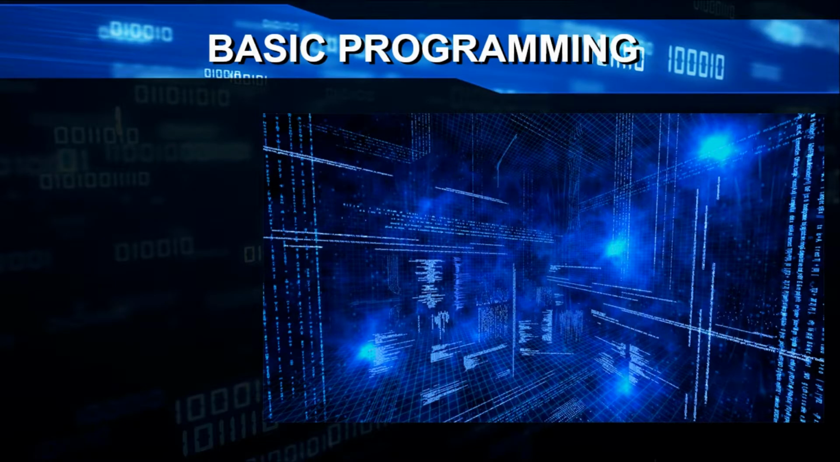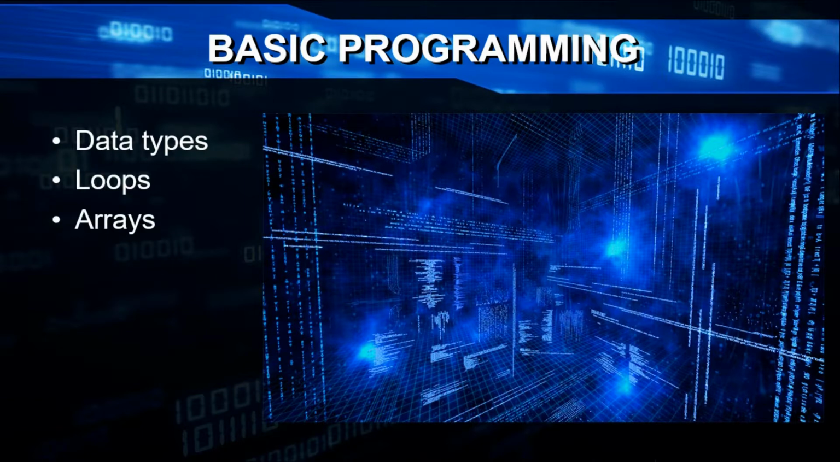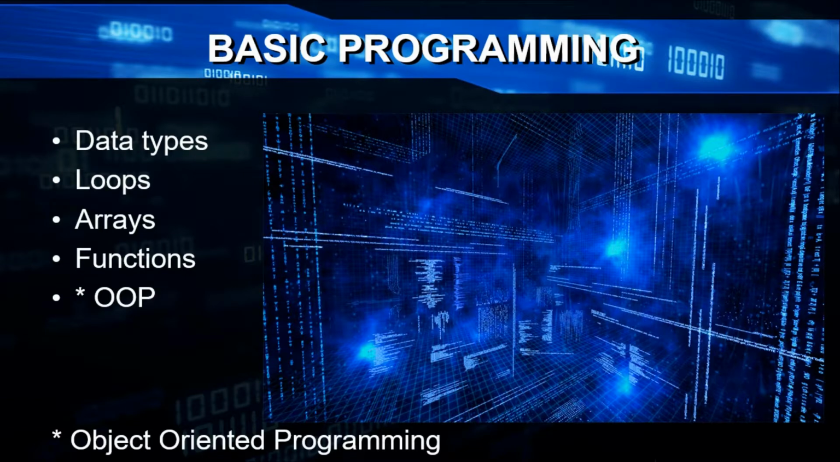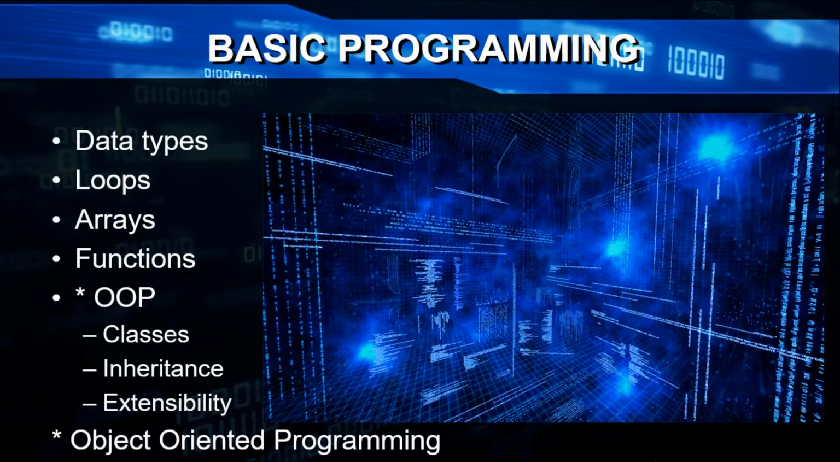We're going to talk about basic programming and how to program the different types of hardware that we're going to use in this course. We're talking about data types, loops, arrays, functions, object-oriented programming, classes, inheritance, and extensibility. All this is useful for basic programming, and it's used in almost every language. So once you have this under your belt, you'll have a solid foundation in programming, and it'll be easy to move from one software platform to another one.